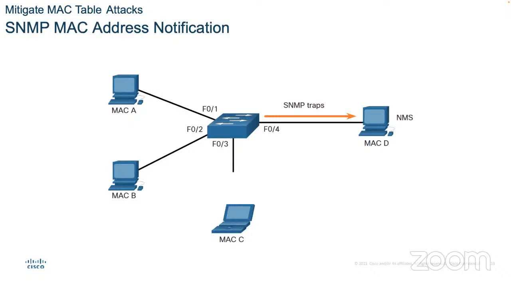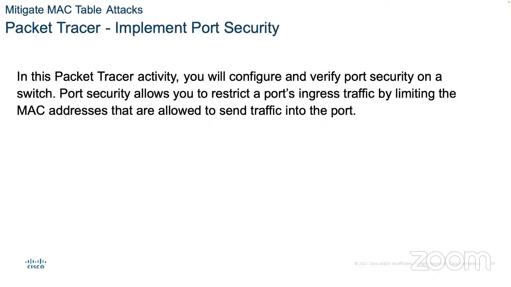The MAC address notification feature will send an SNMP trap to a network management station whenever a new MAC address is added or an old address is deleted from the forwarding tables. This is great to keep track of what's happening on the network. You have a place of login. In this chapter, you have a Packet Tracer activity to do some port security.